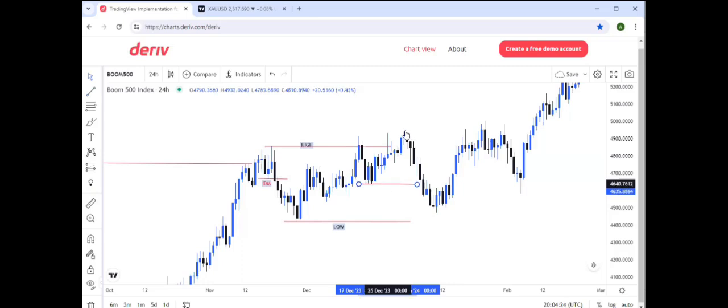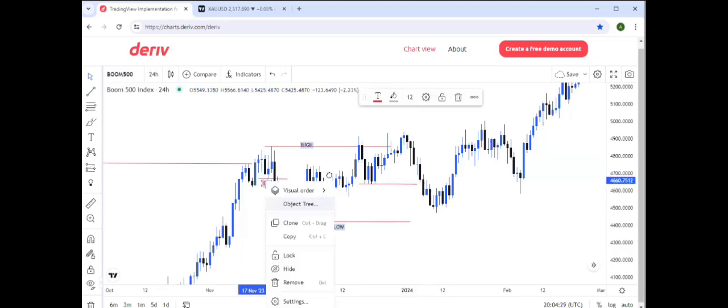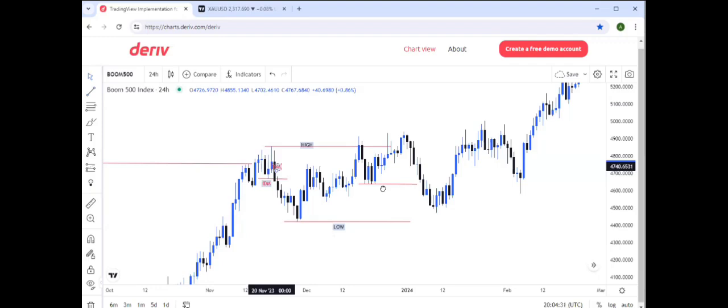All right, price has gone above. So price came for the inducement here. So this is when price came for the inducement. So our new high is here. This is where our new high is.